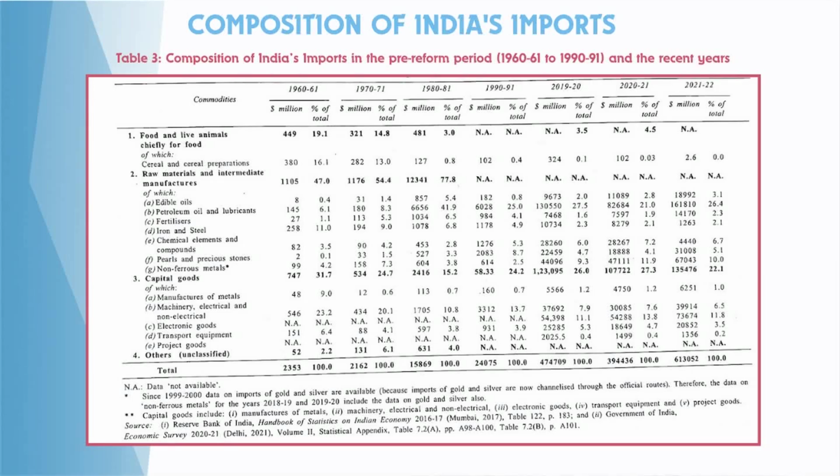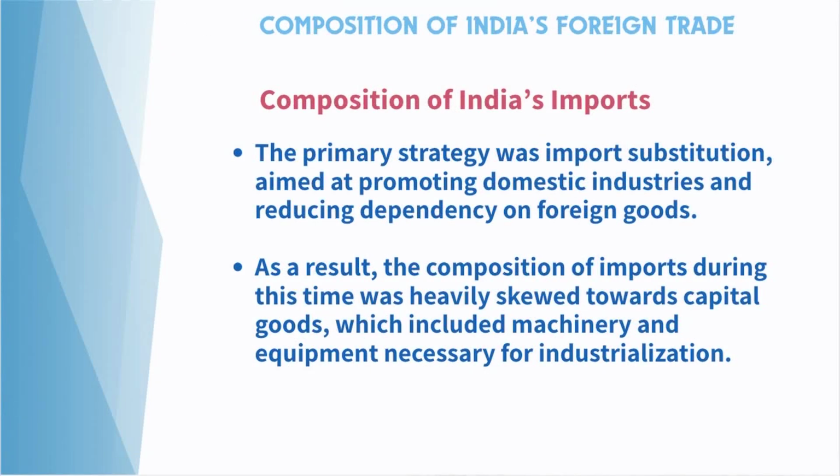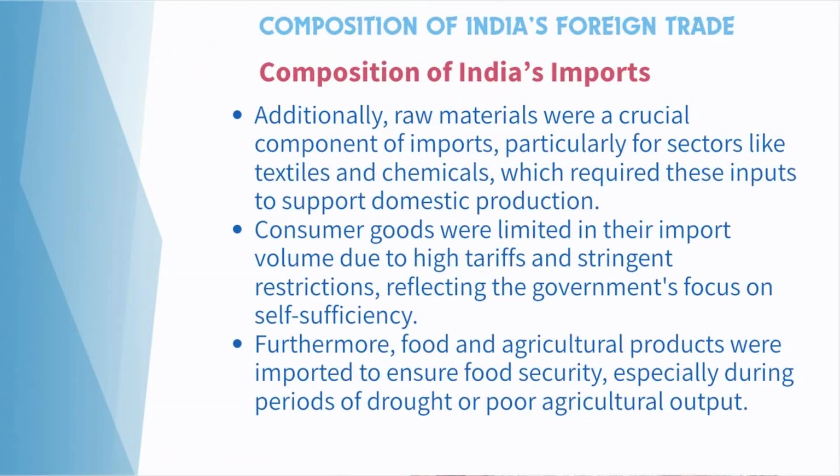So during the pre-reform era, India operated under a closed economy model characterized by heavy regulation and protectionist policies. The primary strategy was import substitution aimed at promoting domestic industries and reducing dependency on foreign goods. As a result, the composition of imports during this time was heavily skewed towards capital goods, which included machinery and equipment necessary for industrialization.